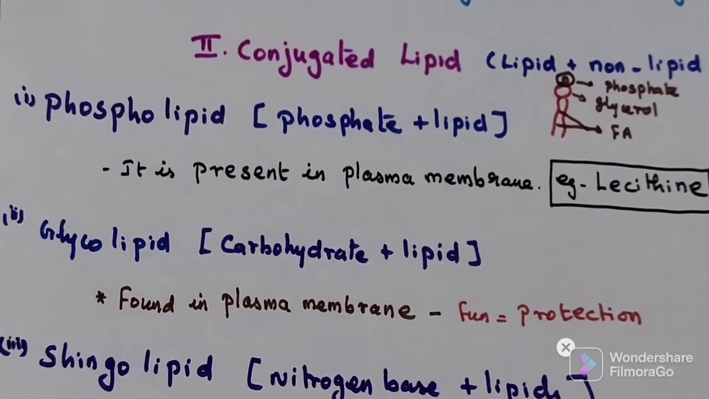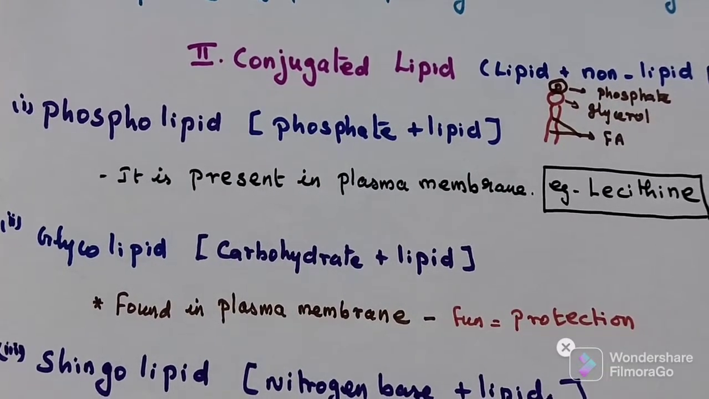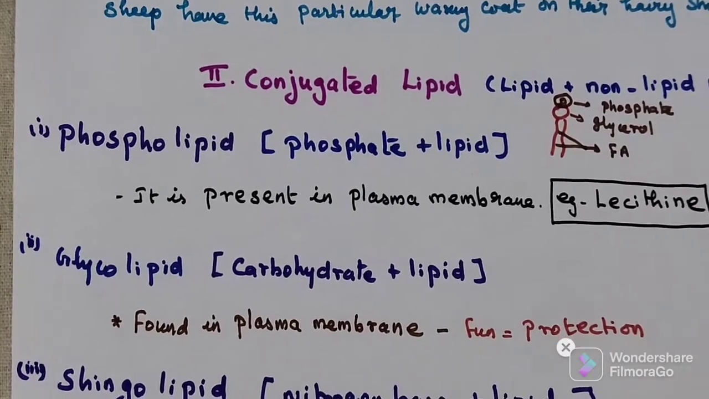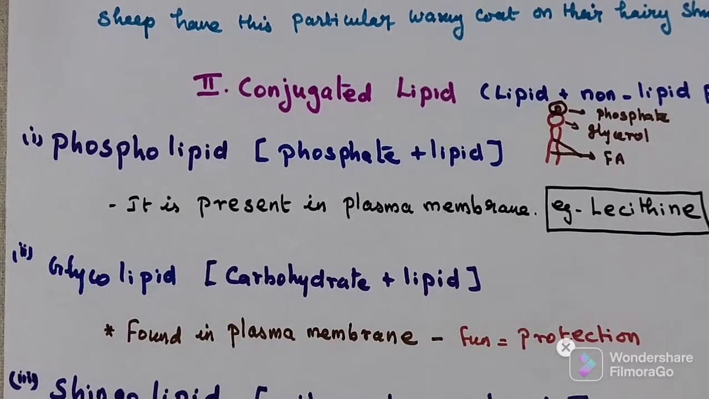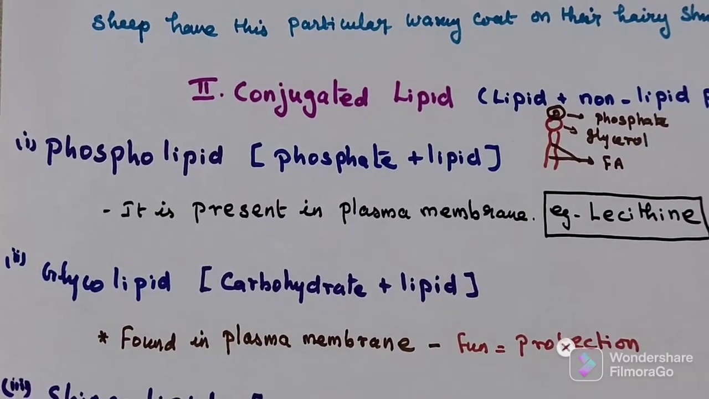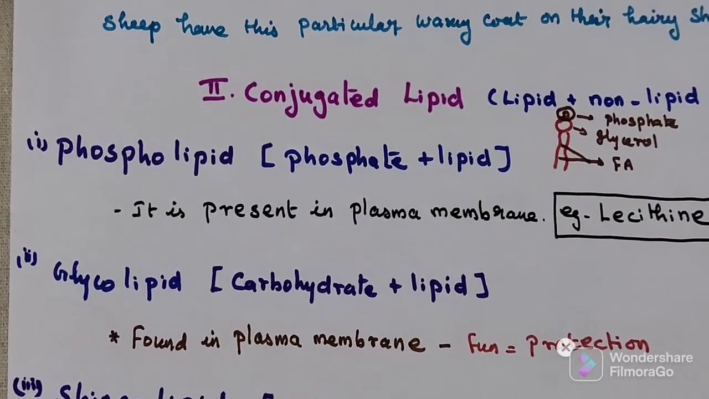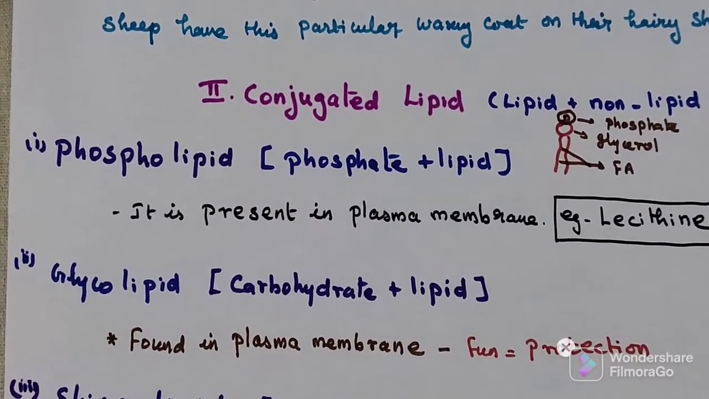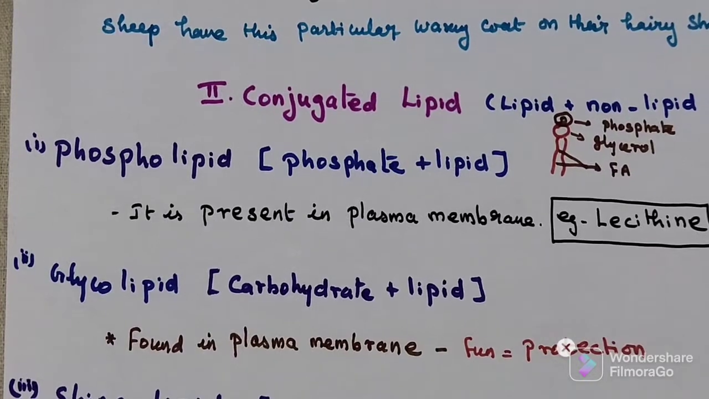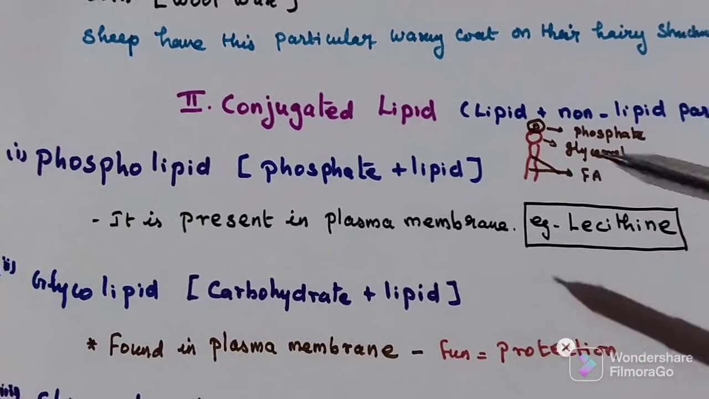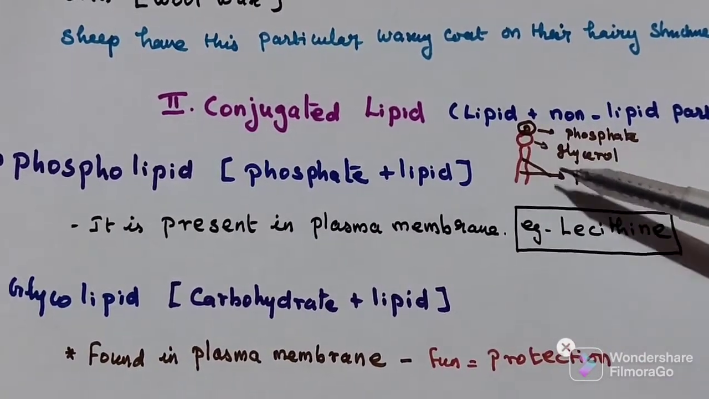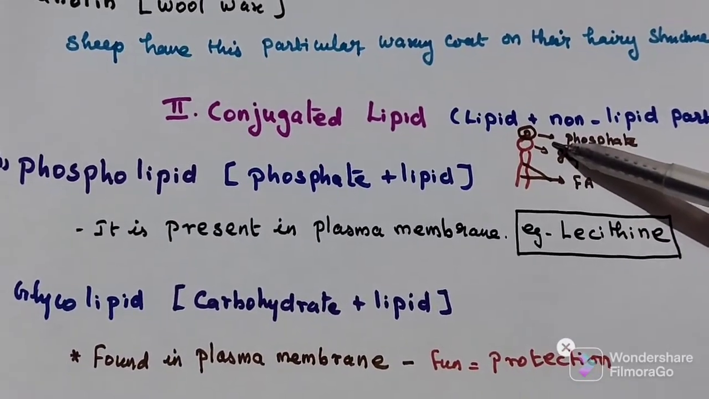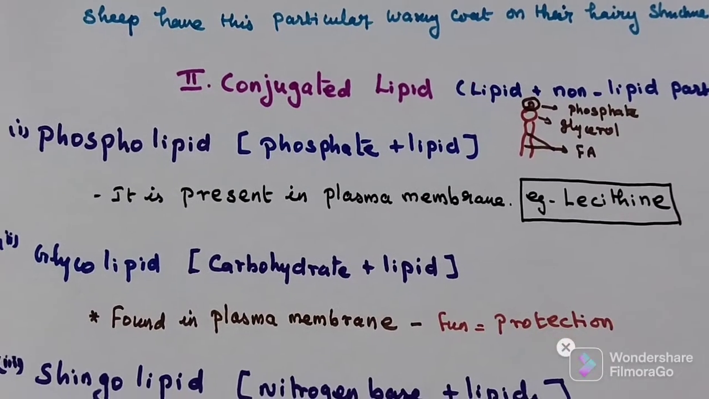Next, the second category of lipids, that means conjugated lipids: lipid plus non-lipid part. Now we have a couple of examples. The first one is phospholipid. As the name tells us, a phosphate group is attached with lipid. This one has glycerol and fatty acid, a simple lipid attached with a phosphate group, meaning phospholipid.